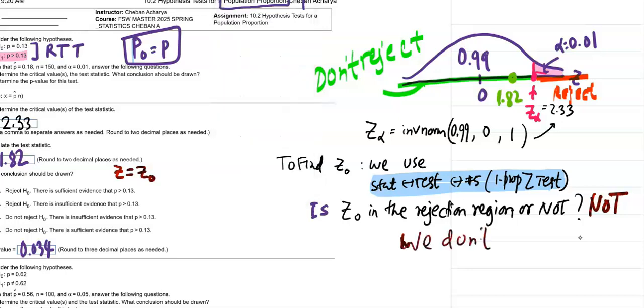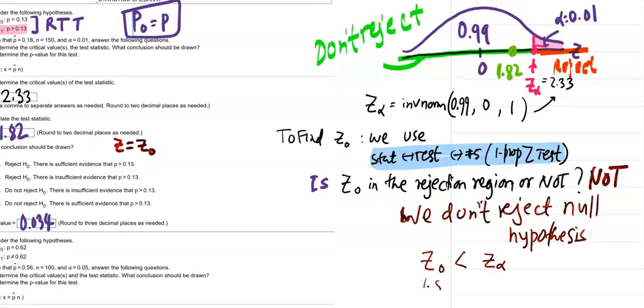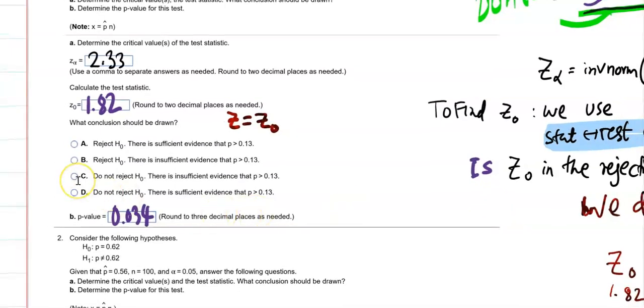We do not reject the null hypothesis because this is not in the rejection region. In other words, you can see that Z0 is less than Z alpha. Again, Z0 is 1.82, Z alpha is 2.33. So this is smaller than Z alpha, so it does not belong to the rejection region, so you do not reject the null hypothesis. So that's the classical method. And when you answer the question, your answer must be do not reject the null hypothesis.